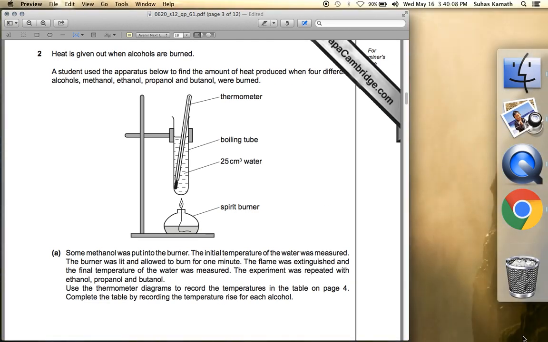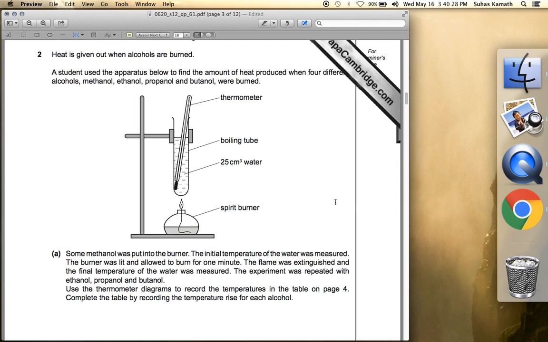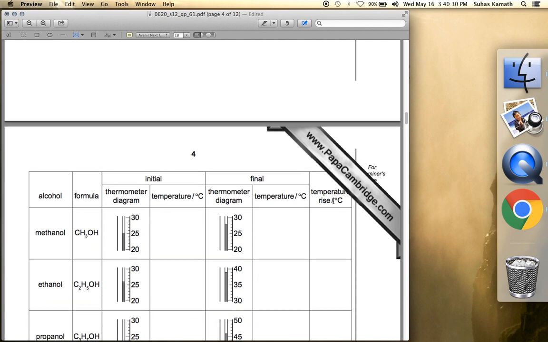The initial temperature of the water was measured. The burner was lit and allowed to burn for 1 minute. The flame was extinguished and the final temperature of the water was measured. The experiment was repeated with ethanol, propanol, and butanol. Complete the thermometer diagrams to record the temperatures in the table on page 4. Complete the table by recording the temperature rise for each alcohol.